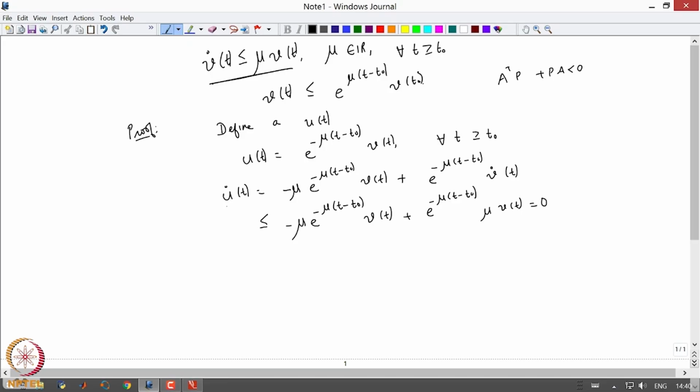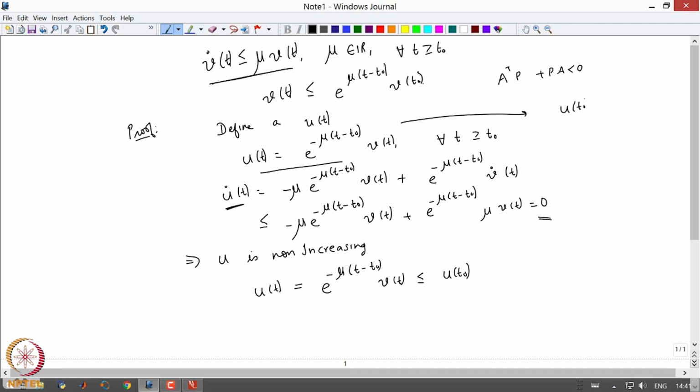Okay. So, what do we know? u dot is less than or equal to 0. This means that u is non increasing. Right, and therefore, u of t, which is how we defined it, e power minus mu (t minus t naught) V of t, is less than or equal to the value of u at t naught. Okay, now what is the value of u at t naught? Just substitute t naught here: u of t naught is e power minus mu (t naught minus t naught) times V at t naught. So this goes to 1, and this is V at t naught.